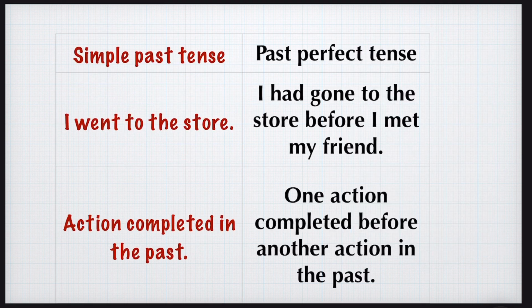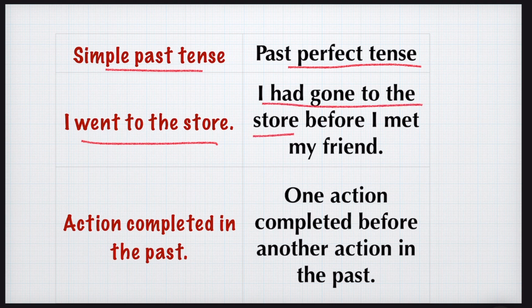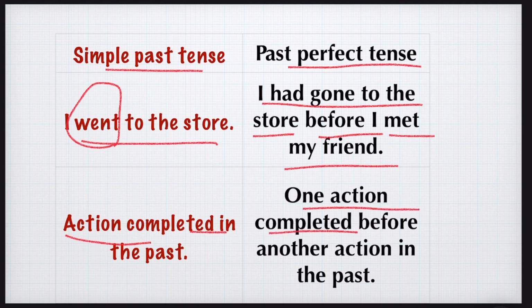Let us compare these two tenses, simple past tense and past perfect tense. In simple past tense, I went to the store. In past perfect tense, I had gone to the store before I met my friend. In simple past tense, the action completed, so we have used the verb went. Here in past perfect tense, one action completed before another action in the past.